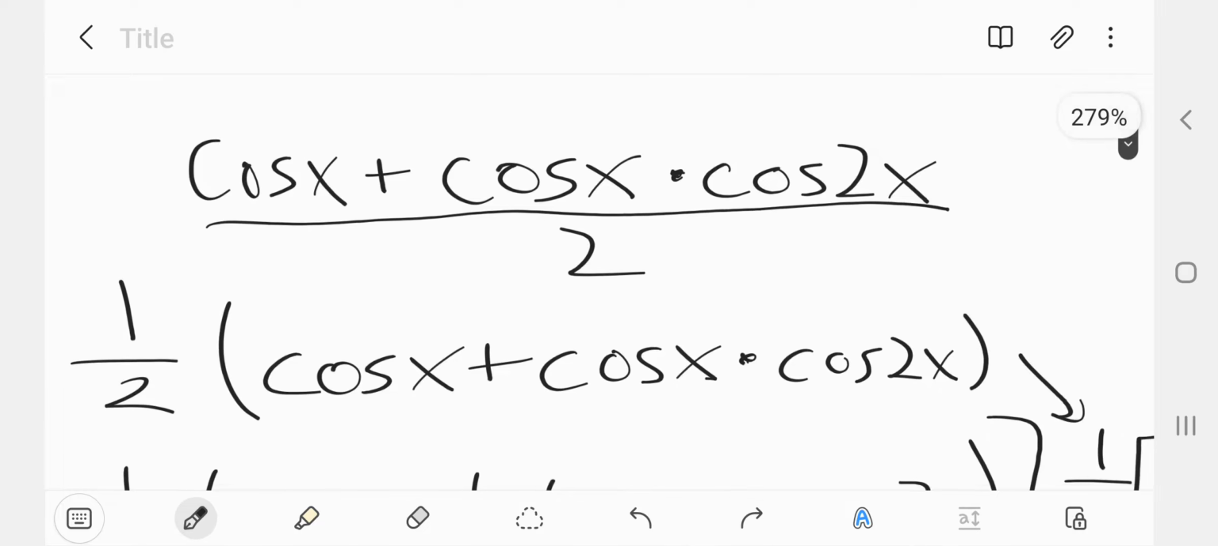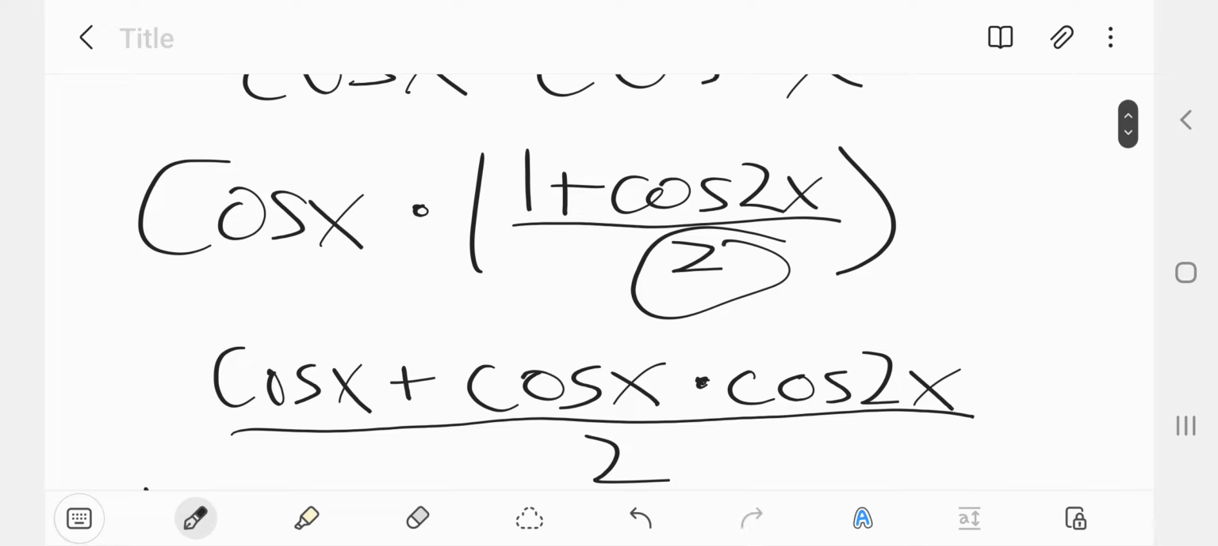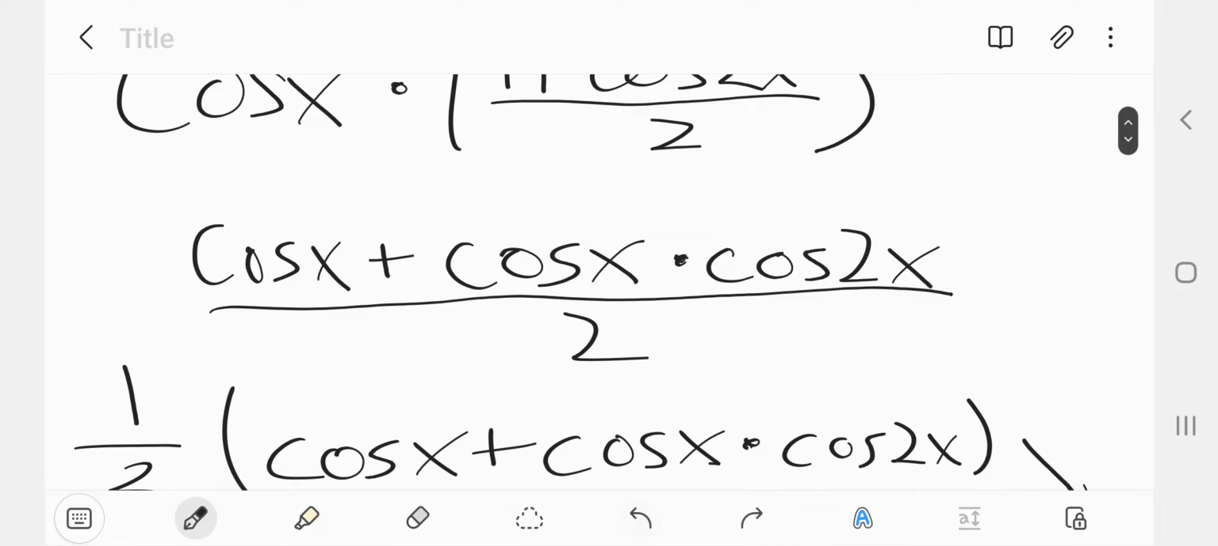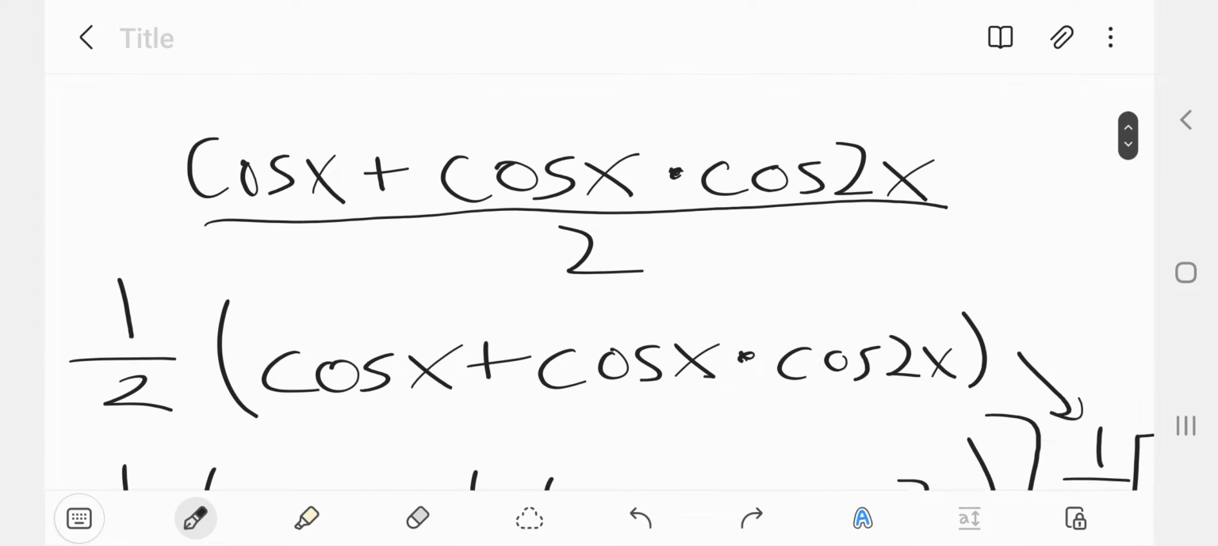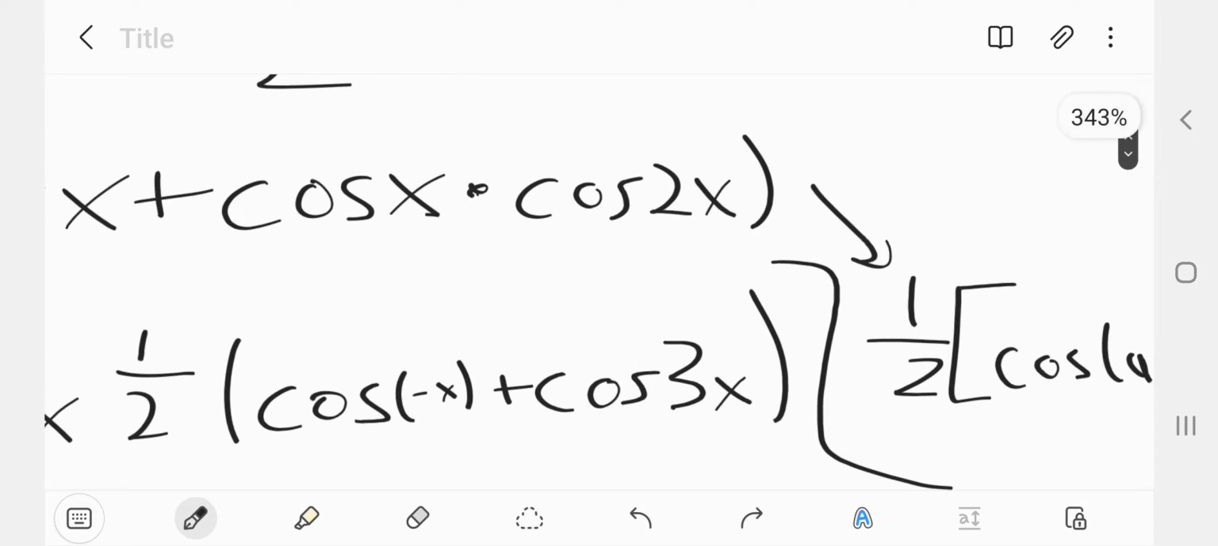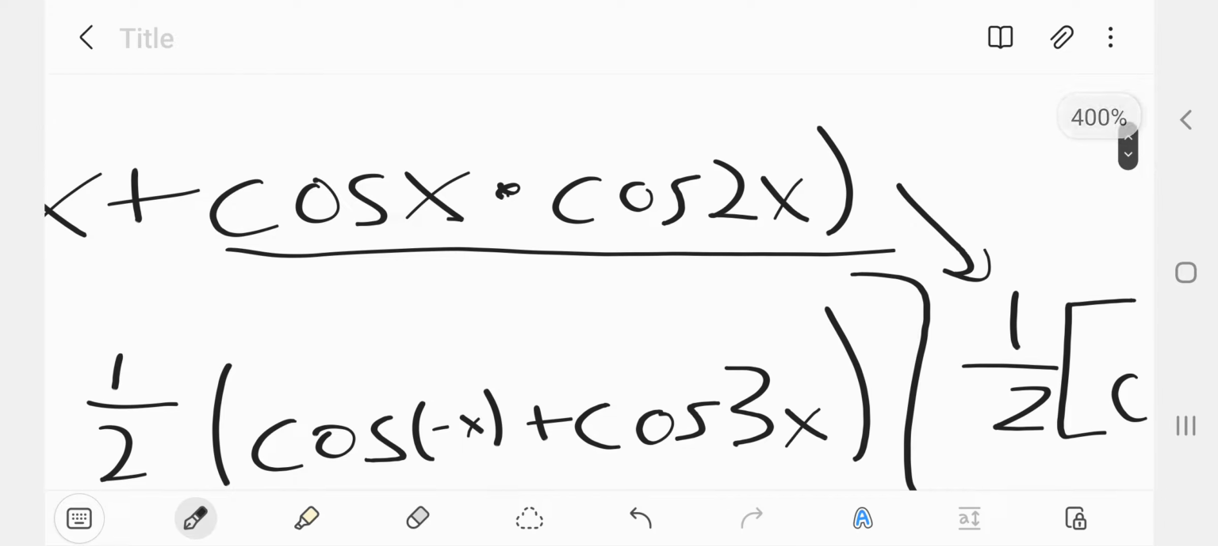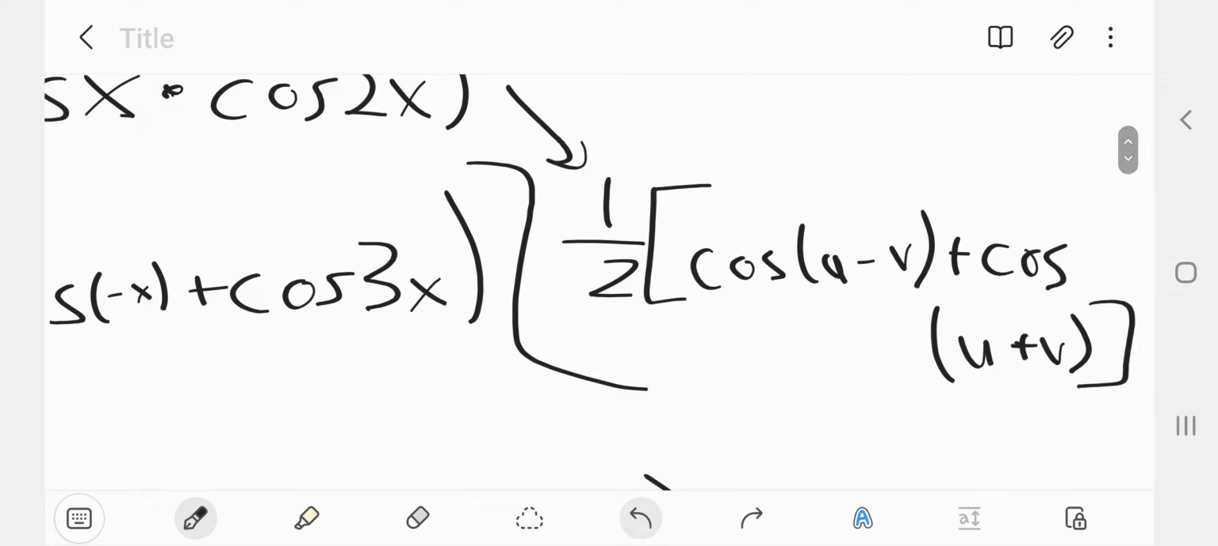But now what we're going to do, and this is all over 2 here, as you know, right? This is all over 2. We're then going to factor out this 2 just so that we don't have fractions anymore. It's going to be nice and clean here: cosine x plus cosine x times cosine 2x. Now the next formula we're going to use here is the product to sum formula to get rid of this multiplication and perhaps simplify it into addition. Because as you can see, this is a multiplication. The formula is 1/2 cosine u minus v plus cosine u plus v.